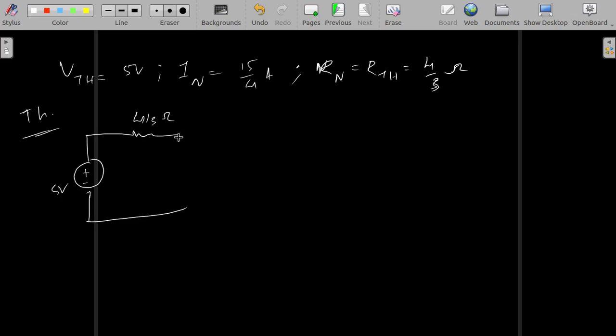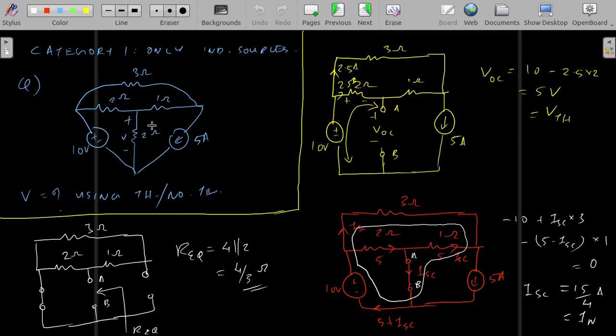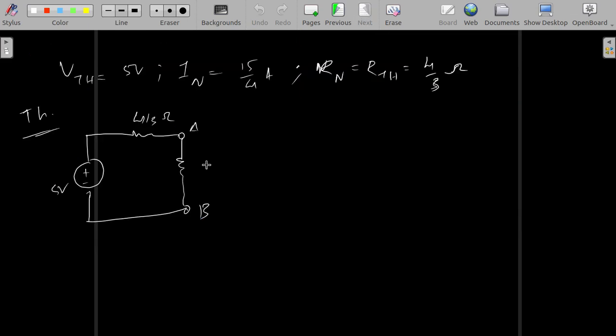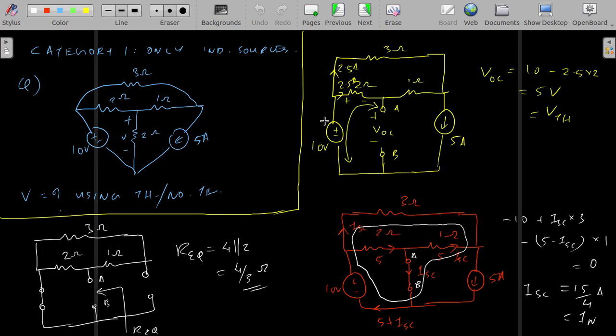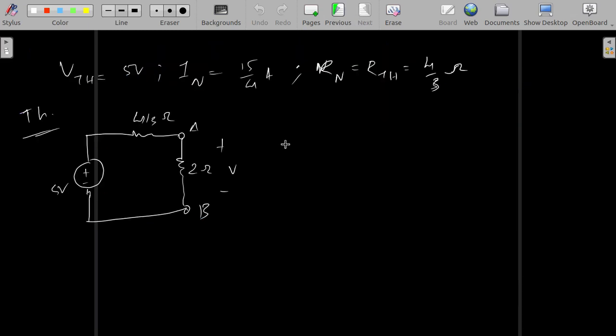5 volt, A, B, and the element that we removed was 2 ohm, right? And we have to find, our problem is not yet solved. We just found the equivalent circuit. Now we have to solve our final problem.